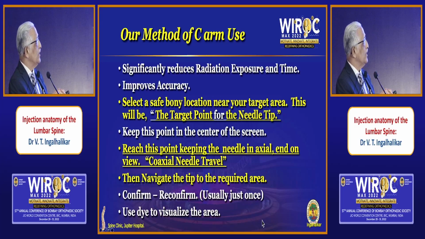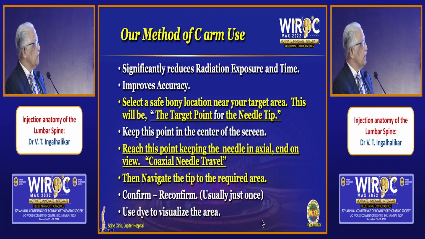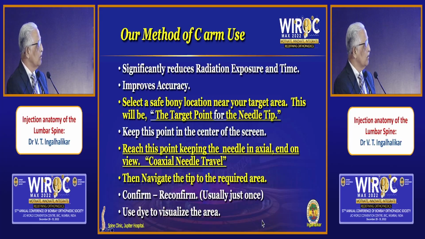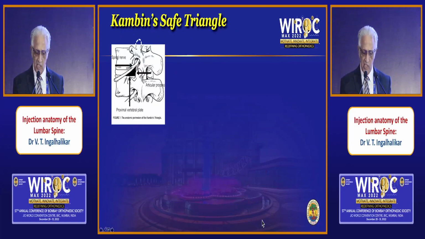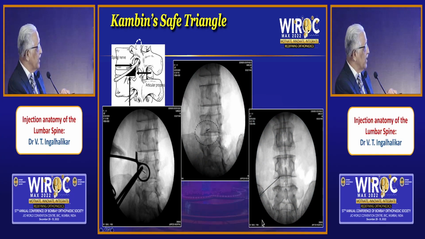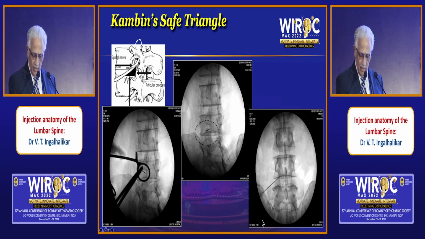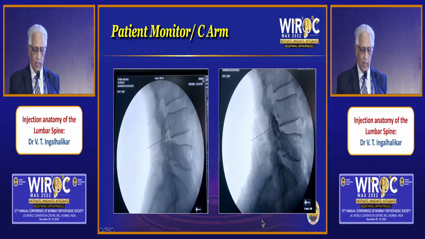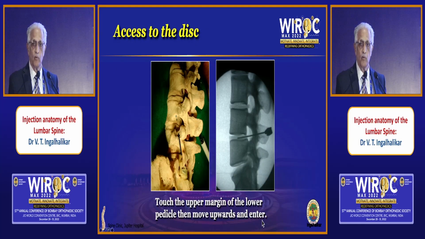What we do is we select a safe bony location near the target area. This will be what I call the target point for the needle tip. Keep this point in the center of the scene. Reach this point keeping the needle in axial end-on view, what we call a coaxial needle travel. Then navigate the tip to the required area. Confirm, reconfirm, and this is what you will find is happening. You see here, this is where I aimed, and this is an end-on. Afterwards, I'll do an AP view, navigate it within, put in a dye, and have a look at the whole area. This is the safest way of doing things.